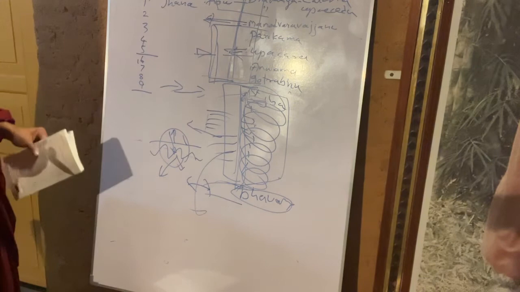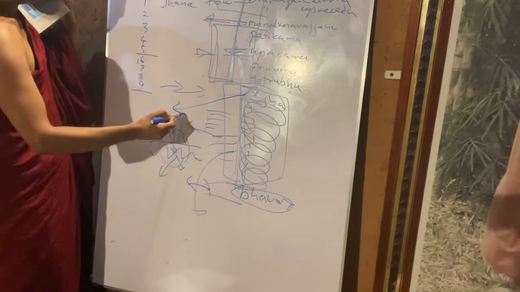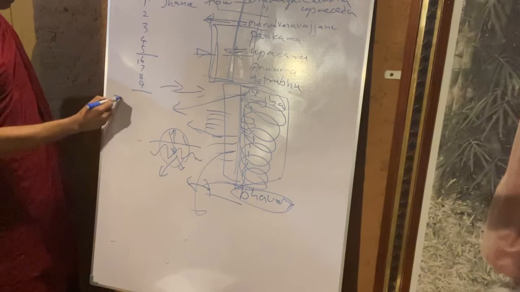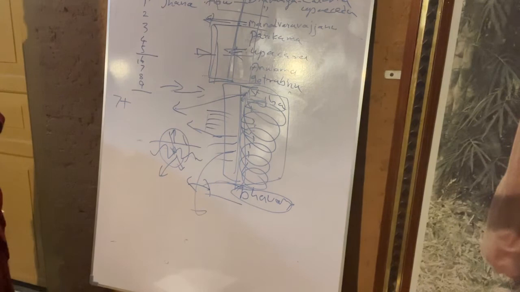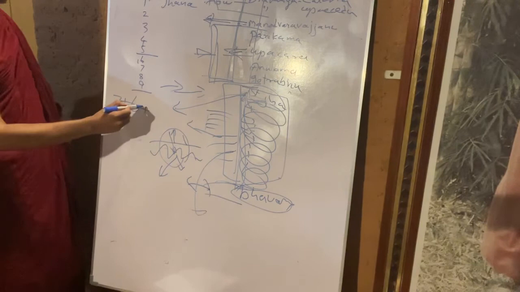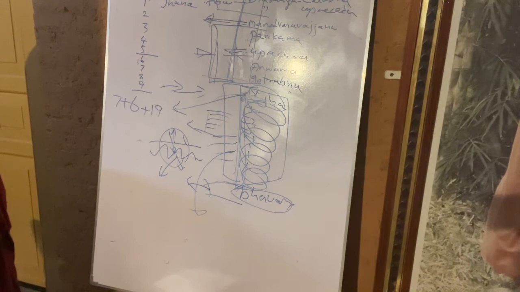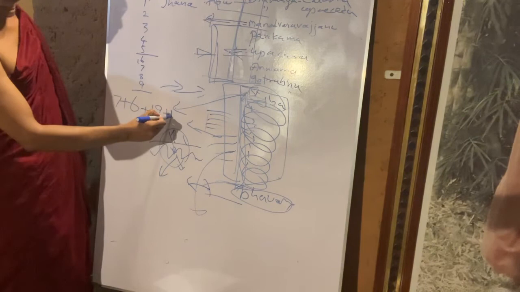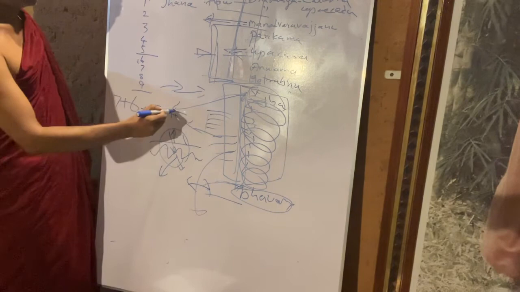And furthermore, you can understand much more detail about this first jhana consciousness. It has all the universal seven: phassa, vedana, sanna, cetana, manasikara, jivitindriya, ekaggata. And it has all the six occasionals: vitakka, vicara, viriya, piti, chanda, adhimokkha. And it has all the 19 universal beautiful factors. And it doesn't have abstinences. And it can have the illimitables. And it must have wisdom.